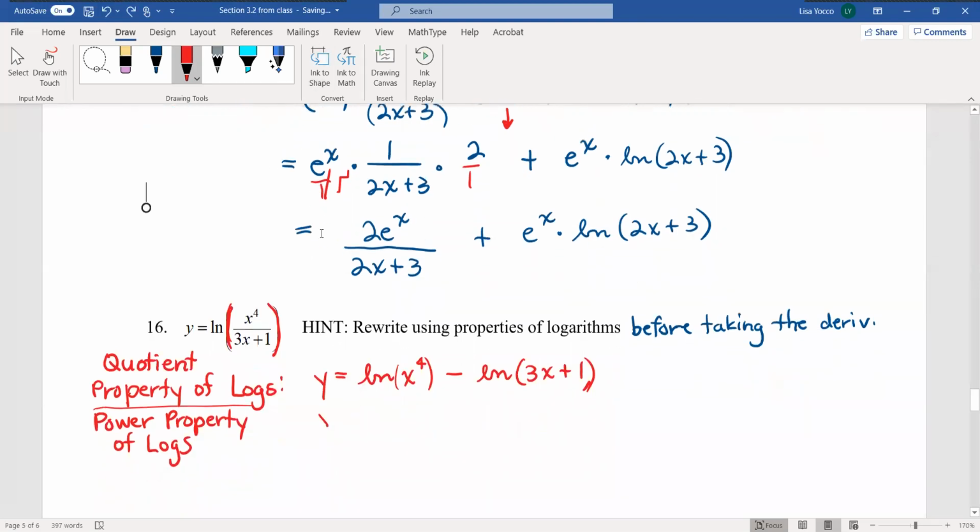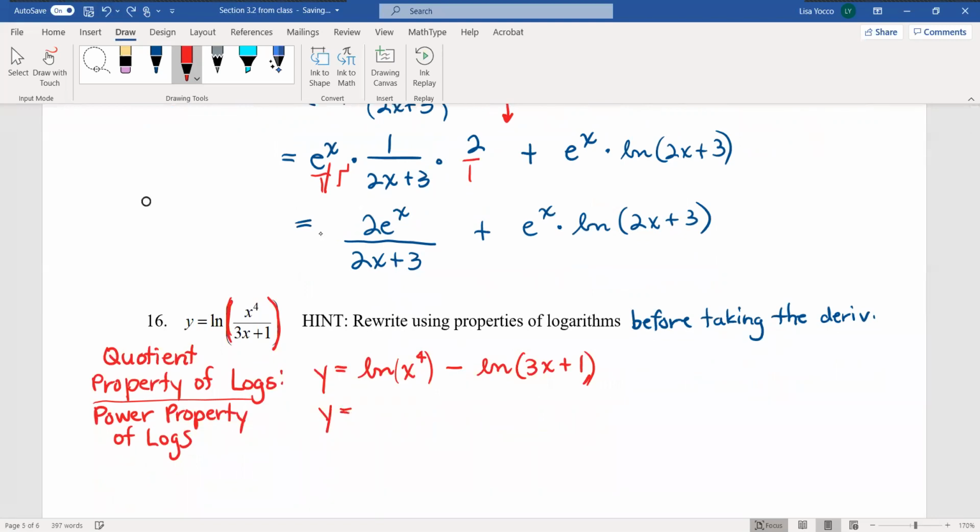Okay, so the power property lets me take that power of 4 and basically move it in front and multiply it by the log of x. Okay. All right, so that's it. I've used all the properties I can. The only other property there is the product property, and that's for the logarithm of a product, but I don't have any products, so that's as far as I can go.